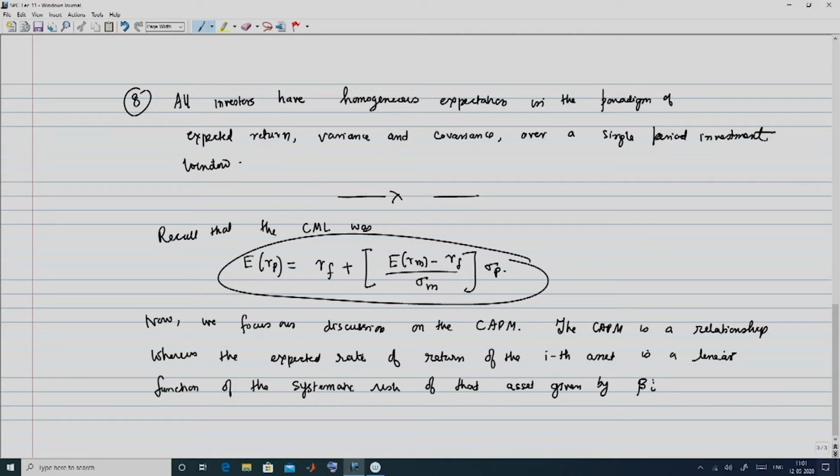beta i. Here beta i essentially is the covariance of the return of the ith asset with the return of the market portfolio divided by the variance of the market portfolio. This is the same beta that we had determined in the case of the linear regression, which we had done in one of our earlier lectures. Accordingly, I will first state the CAPM, or the security market line equation, and then we will look at its derivation and some of its interpretation.